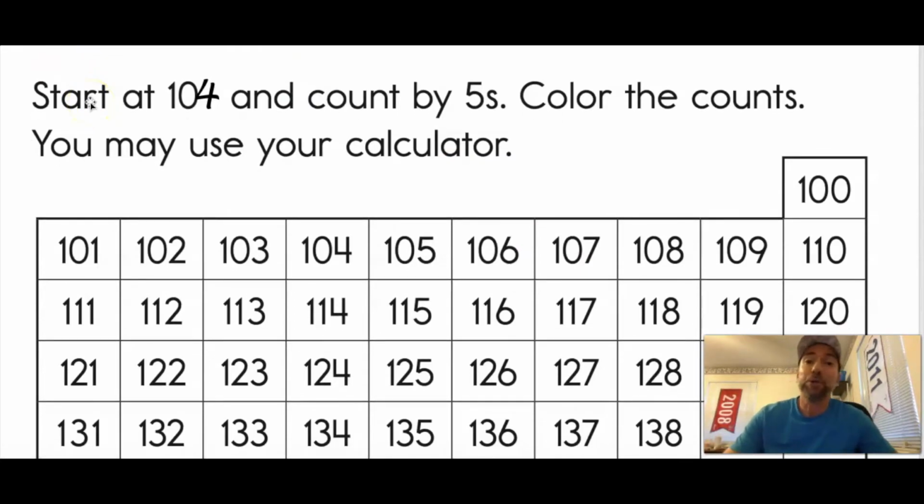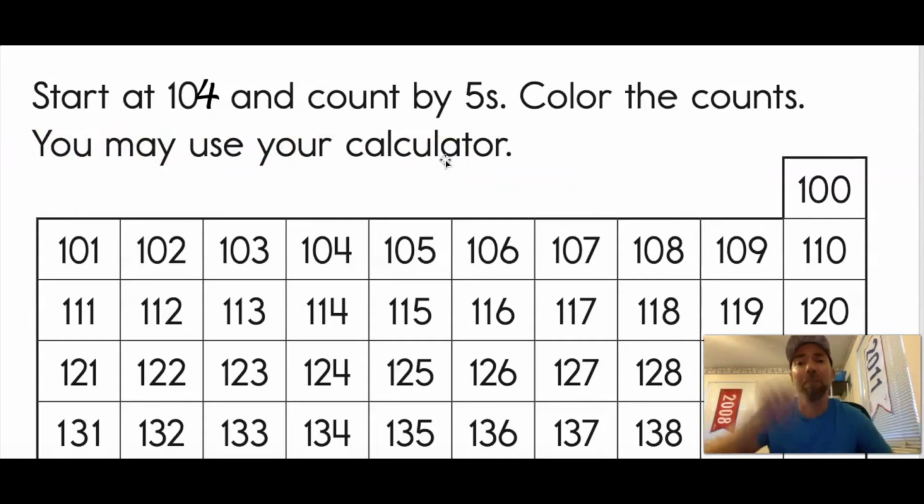Now, I want to show you that skip counting can get a little different if we're not starting at 0. I have a number grid that takes me into the hundreds. So you don't have a number grid that's this high. But I want to show you that sometimes, if I'm not starting at 0, I have to be very careful when I count by a number. So this direction says to start at 104 and count by 5s. Color the counts. You may use your calculator if you need one.